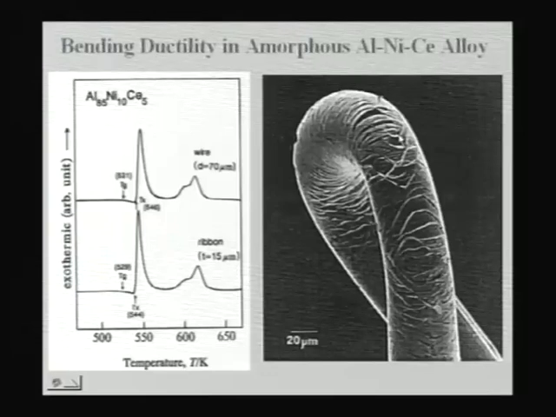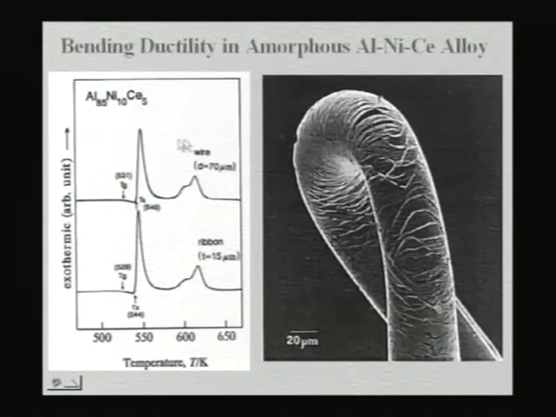Most of the amorphous alloys, if you try to bend like that, they immediately break. So one can have good bending ductility, and this is in case of wire, and this is in case of melt spun ribbons, the DSC curves, to show that basically the nature is the same whether you make a wire or you make a melt spun ribbon.